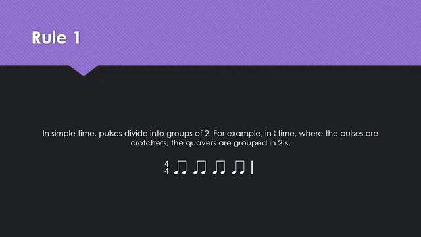So let's look at the rules. There are 7 rules, but rule number 1 is definitely the longest because it has several exceptions to it. So the first rule is in simple time, the pulse divides into groups of 2. So for example, in 4/4 time, where the pulses are crotchets, the quavers are grouped in 2s.